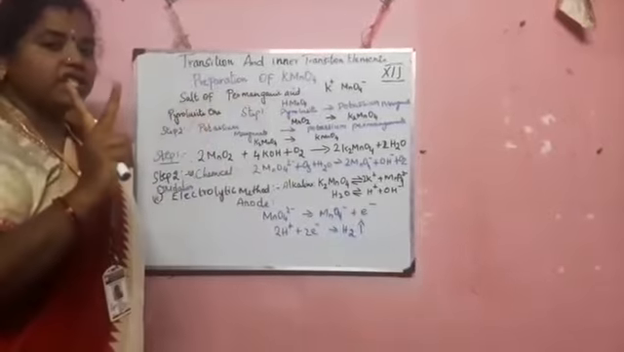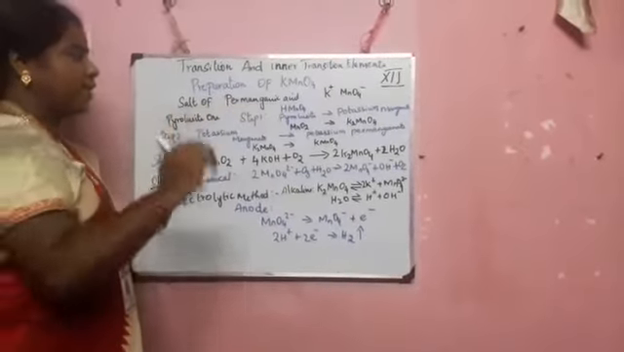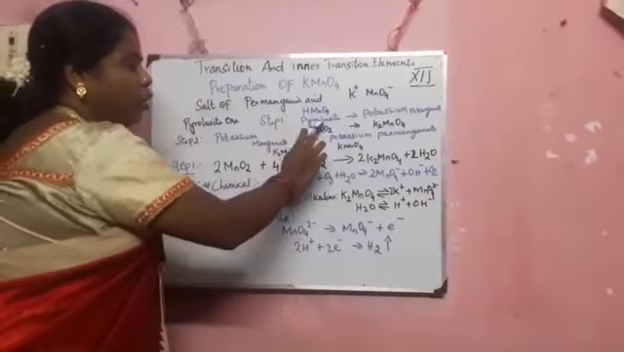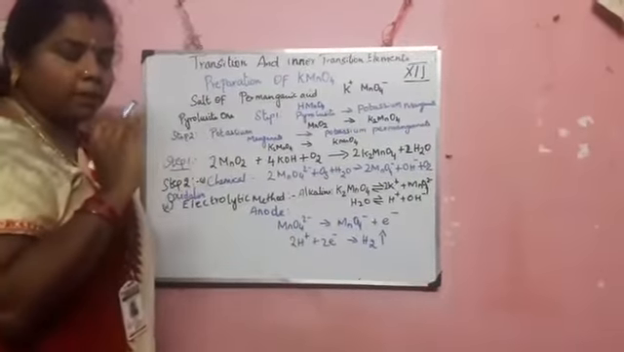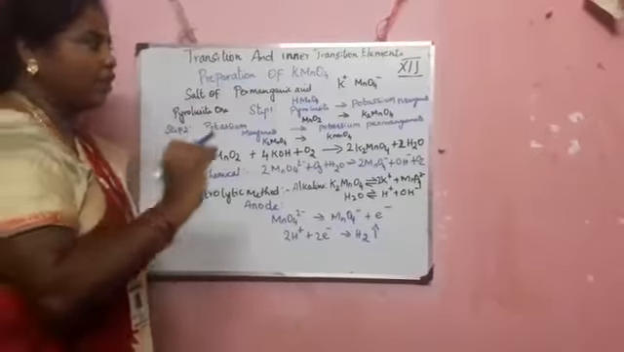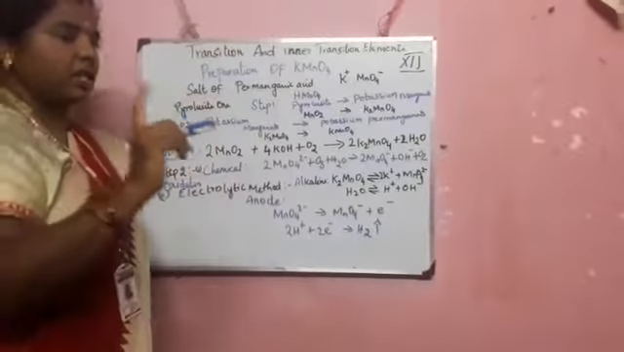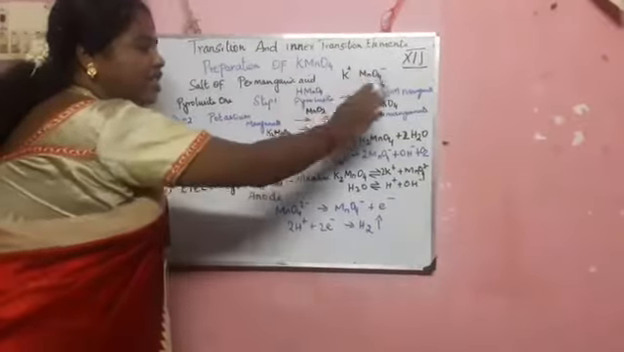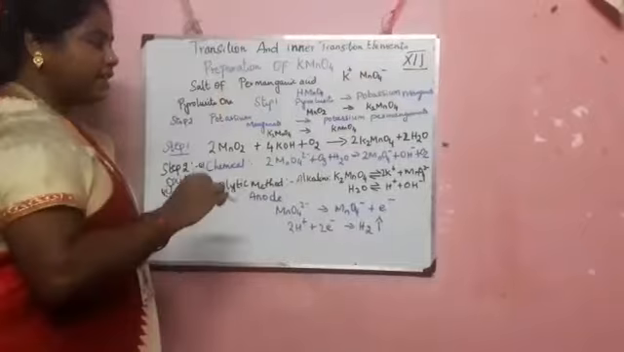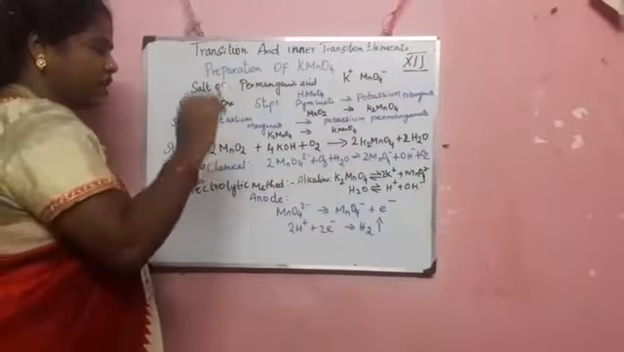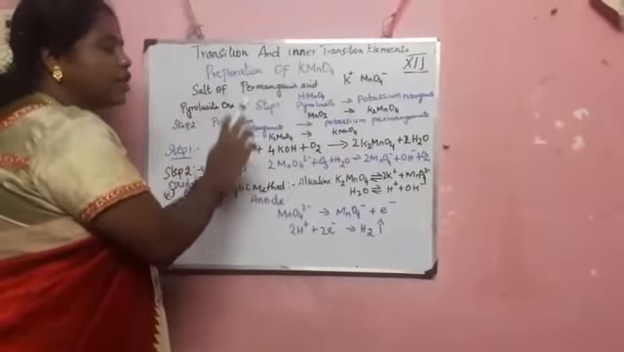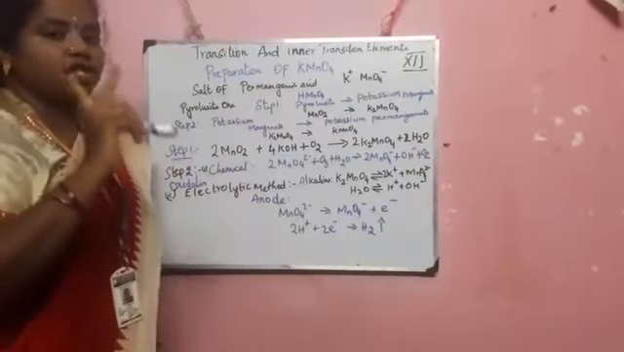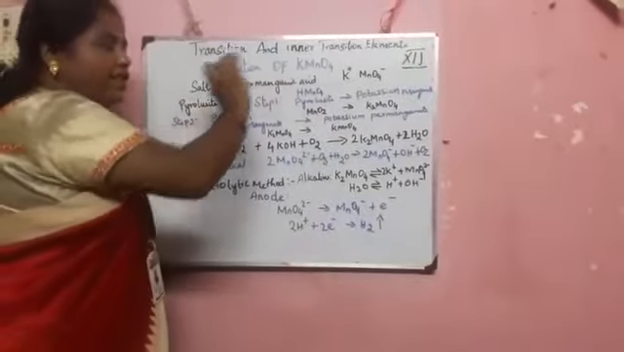Two steps are involved in it. First step: the important ore of potassium permanganate is pyrolusite. Pyrolusite is the ore used for the preparation of potassium permanganate. In the first step, we convert the pyrolusite ore into potassium manganate. Then in the second step, by oxidation, the potassium manganate is converted into potassium permanganate. So only two steps are involved in the preparation of potassium permanganate.